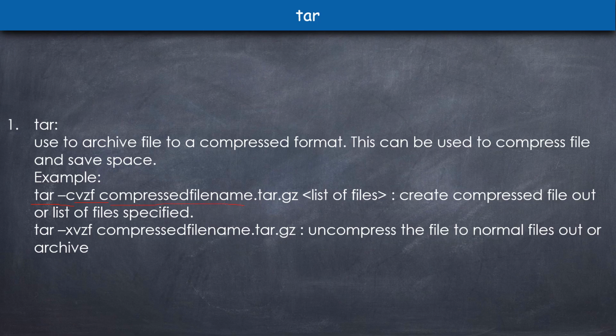So this will compress files. You give the compressed file name, which is the file you want to create, and the list of files you want to add to it. Then tar -xvf with the compressed file name will uncompress a tar.gz file.